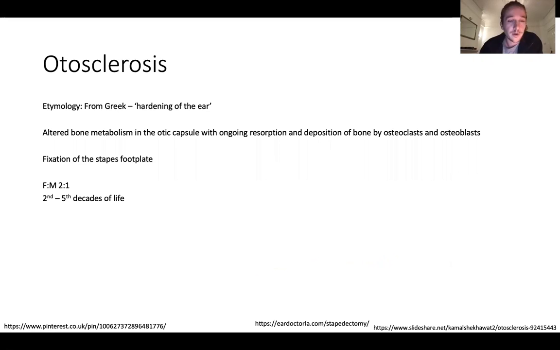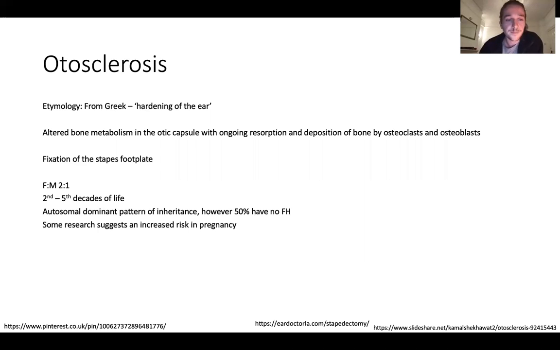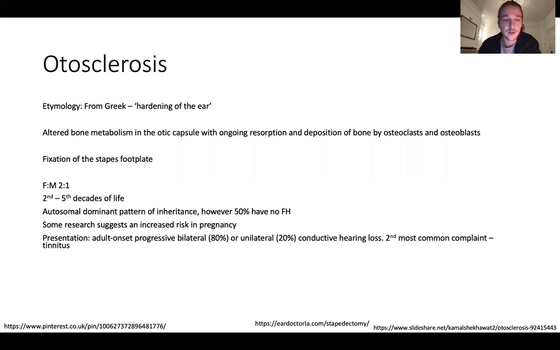It's generally more common in women than men, and in the 2nd to the 5th decades of life. There's an autosomal dominant pattern of inheritance, but it's important to also say that actually 50% of patients have no family history whatsoever. There is also some research that suggests an increased risk in pregnancy, and that the hormone balance in pregnancy increases your risk of developing this condition.